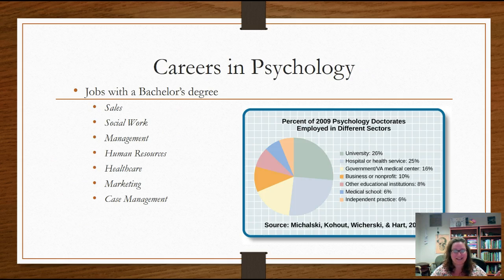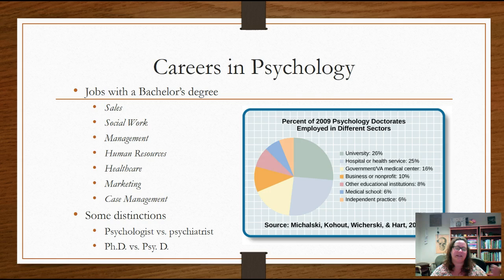There are many careers in psychology that you might be interested in. So with a bachelor's degree, we find people mostly in things like sales, social work, management. There are some important distinctions, though, that will come as we continue through the course. So psychologist versus psychiatrist. A psychologist often has a PhD. A psychiatrist is an MD. They're a doctor, like a medical doctor. Another difference is a PhD versus a PsyD. A PhD is more of a research-based degree. It's a doctorate of philosophy. So I have a PhD. People who want to study more clinical aspects, more applied aspects, sometimes go for a PsyD. Those individuals often want to do private practice.